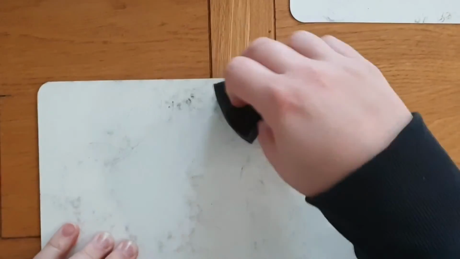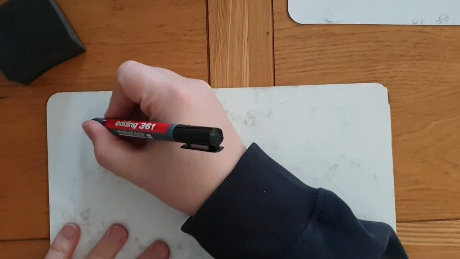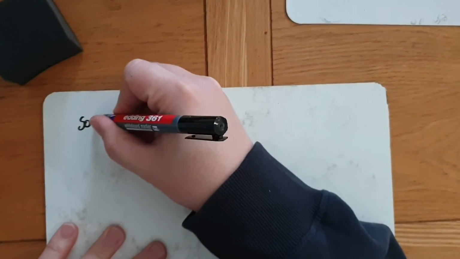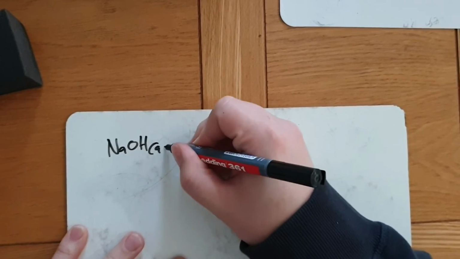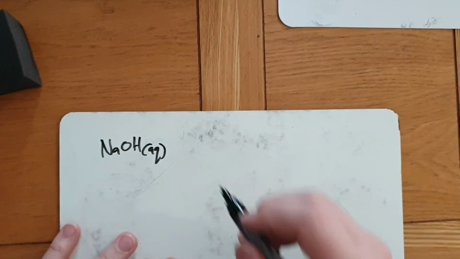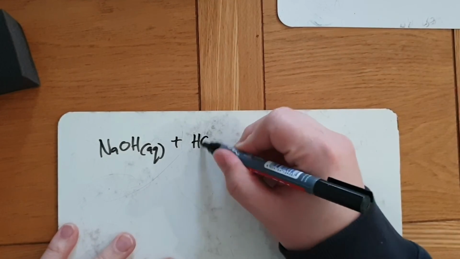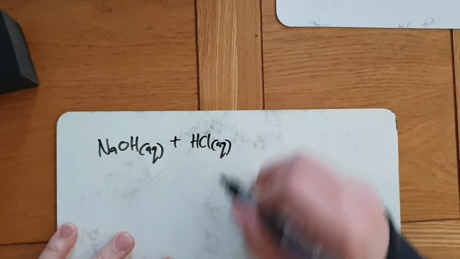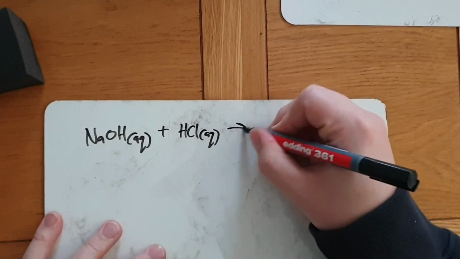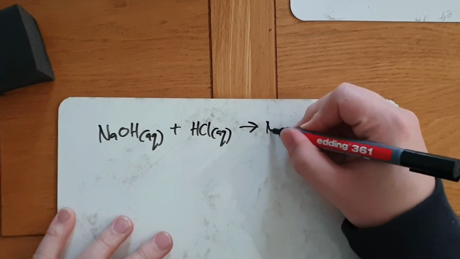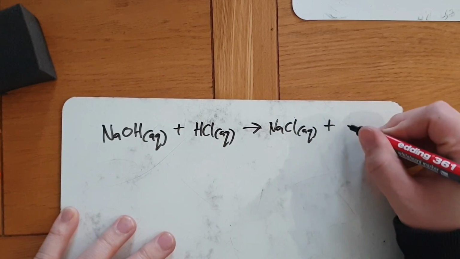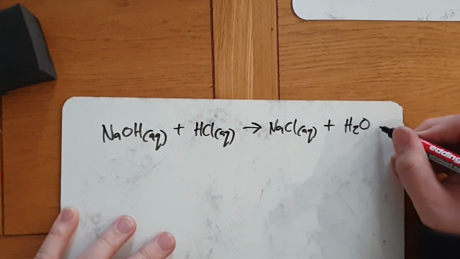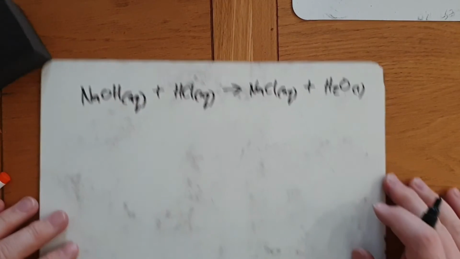For the other one, so let's say I'm going to make sodium hydroxide. Do you know what? I'll do this one as symbols. Sodium hydroxide, NaOH. That is (aq), aqueous. That means it's dissolved in water. I'm going to react it with hydrochloric acid, which is aqueous because it's dissolved in water. And that is going to give me sodium chloride, which is aqueous, dissolved in water. And it gives me water, which is a liquid. Okay.